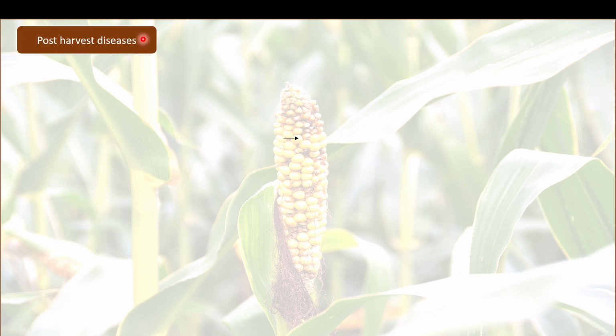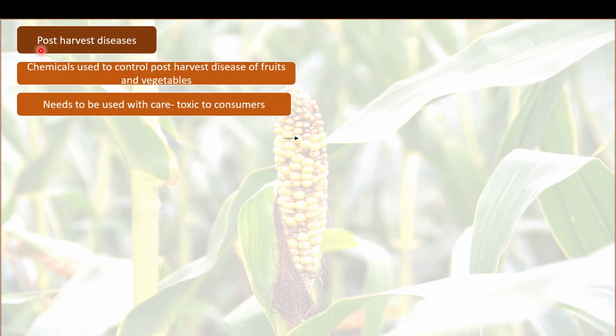Okay, coming to the next part, that is post harvest diseases. So you also need chemicals to control post harvest diseases of fruits and vegetables. Now you see, after all the hard work that you have done in your agricultural field, if your post harvest produce gets damaged, it's the biggest loss, because it had been a hard work and you were waiting for that produce, right? So chemicals used to control post harvest diseases of fruits and vegetables are important, because you have to save your produce to get the profit.